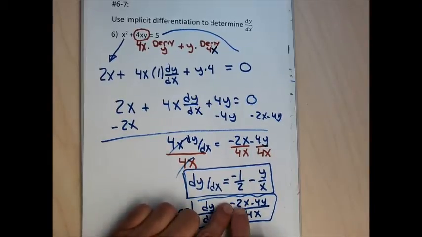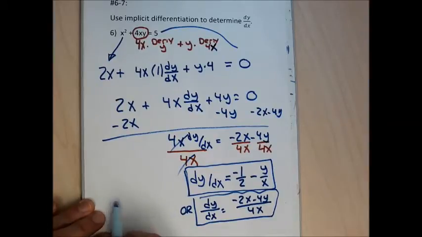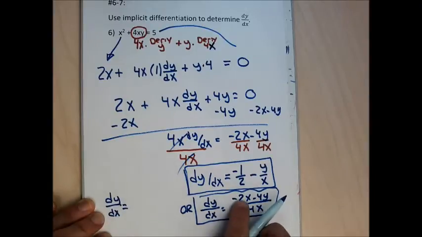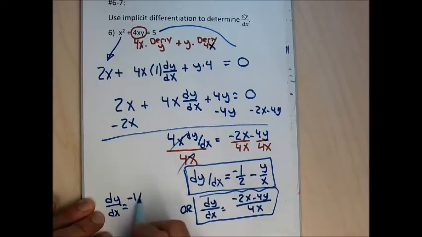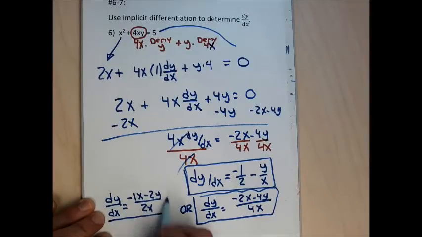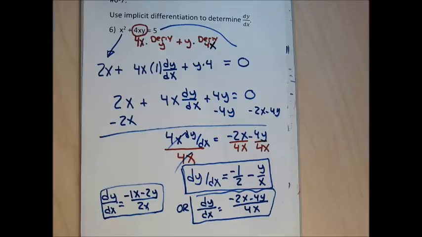Turns out each one of these numbers you can divide by 2. You could also write, if I divide all those by 2, you can say dy/dx equals, that divided by 2 is going to give me negative 1x. That divided by 2 is going to give me negative 2y. This divided by 2 is going to give me positive 2x. That would also be an alternatively good answer for problem 6.